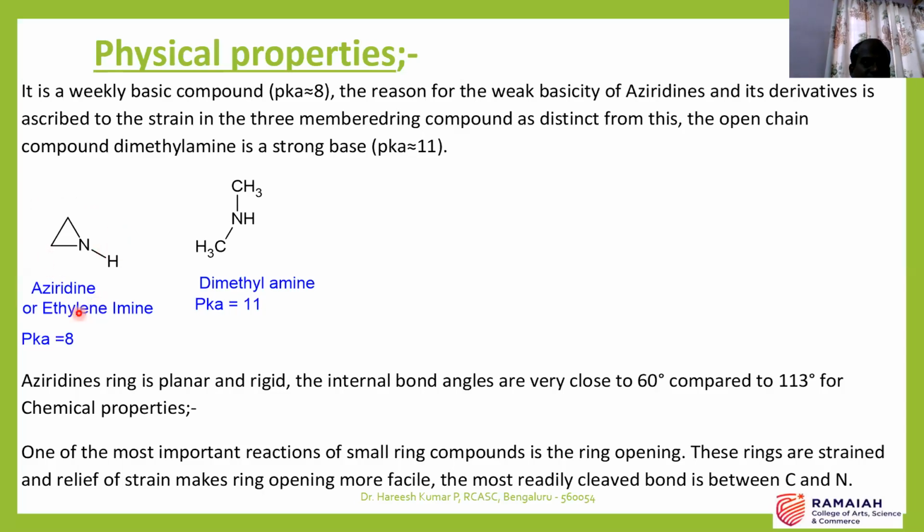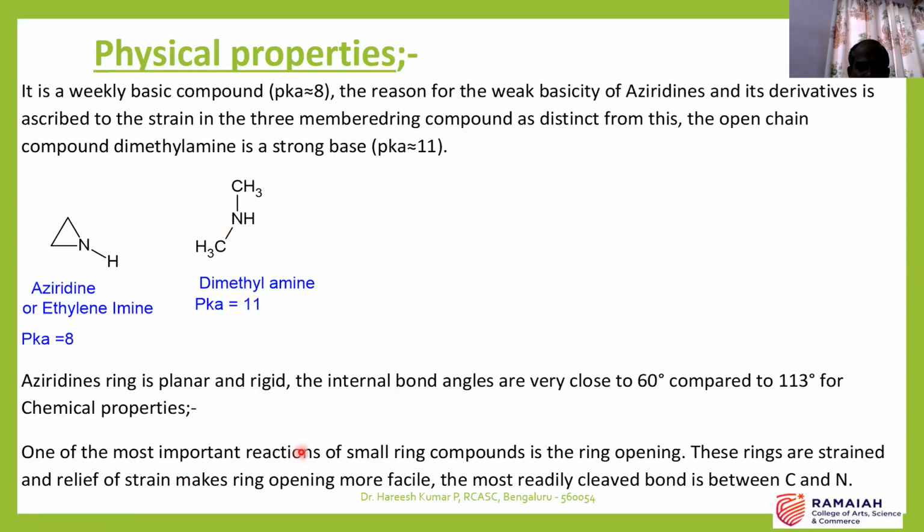And you can also explain that the pKa of aziridine is 8, whereas the pKa of dimethylamine is 11. That is the reason dimethylamine is more basic compared to aziridine. Then the aziridine ring is planar and rigid. The internal bond angles are very close to 60 degrees, compared to the 113 degrees for the chemical properties. So this is here 113 degrees.